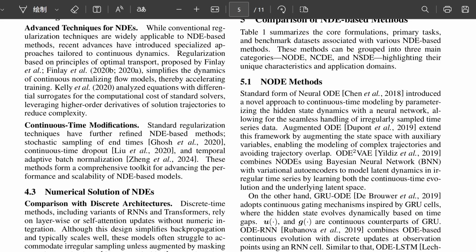Okay, third pillar, NSDEs, stochastic, right? Right. Neural stochastic differential equations. NSDEs add explicit randomness into the mix. Building on earlier ideas, researchers like Tzen and Raginsky, Li et al., and others formalize this. They incorporate a Wiener process, think continuous-time random noise, like Brownian motion, into the dynamics.